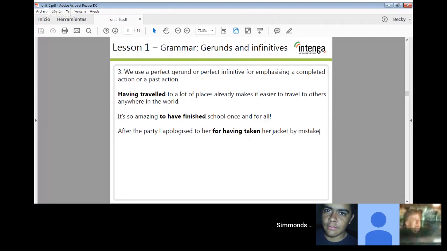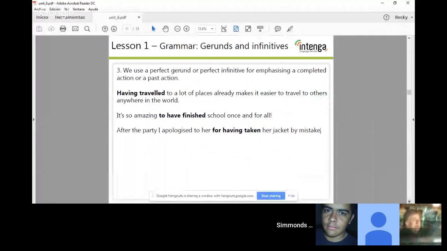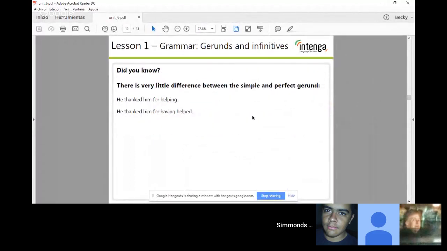Okay. Well, very good. I'm just going to check out this next page here. Okay, well, actually, this is going to help. This was your question. So did you know there is very little difference between simple and perfect gerund? We thanked him for helping. We thanked him for having helped. So JT, this is your question. And like I said, it's either putting you in the situation as the present tense for the person or referring literally to the past tense.